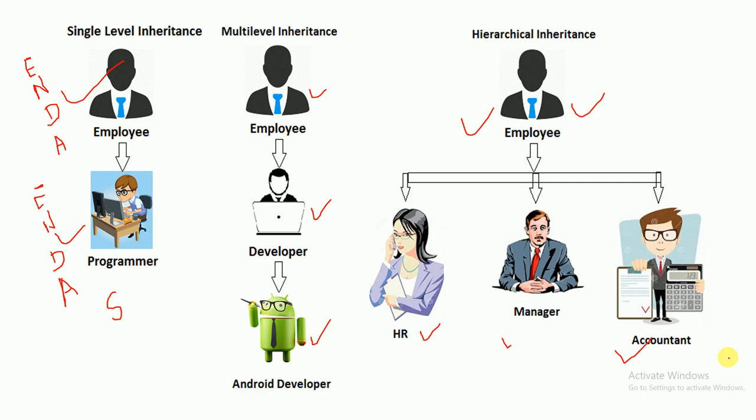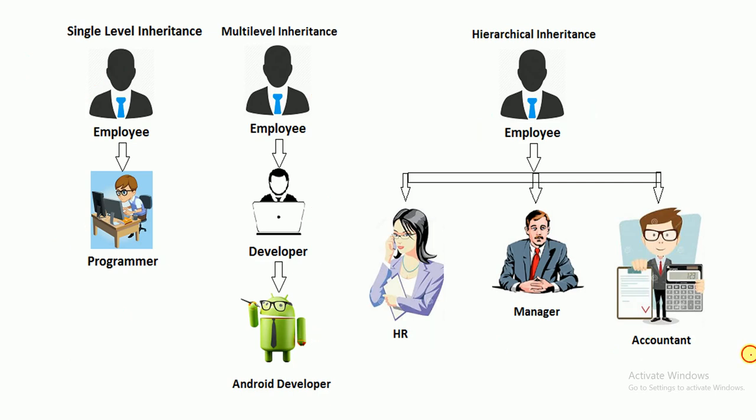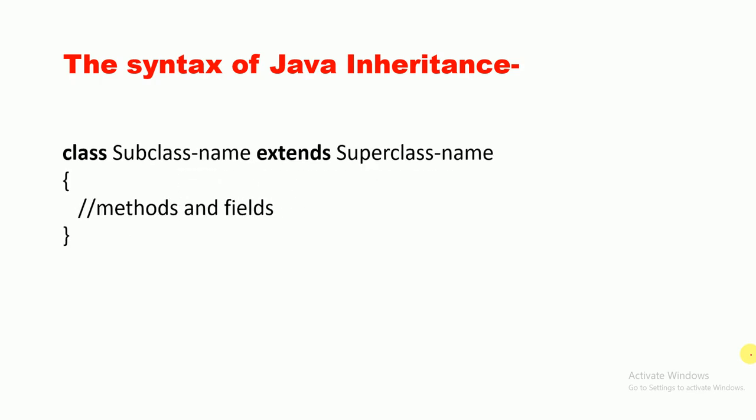Next, the syntax of Java inheritance is class subclass name, then extends superclass name. Here we will write the subclass name and here we will write the superclass name. In our example, if we consider programmer and employee, we can write class programmer extends employee, and here there will be methods and fields.